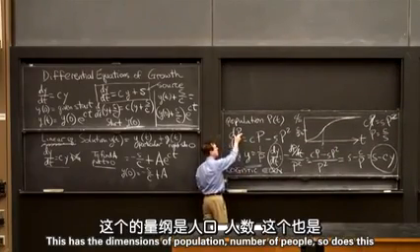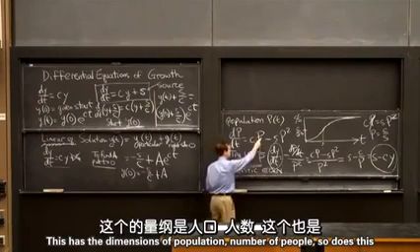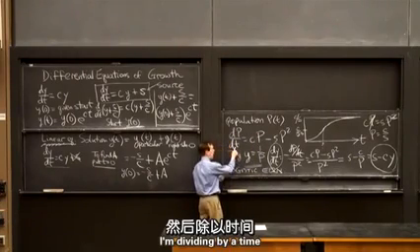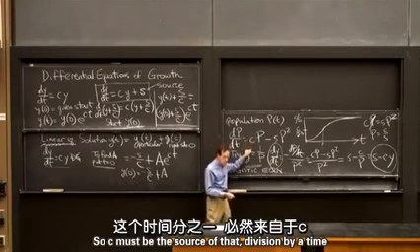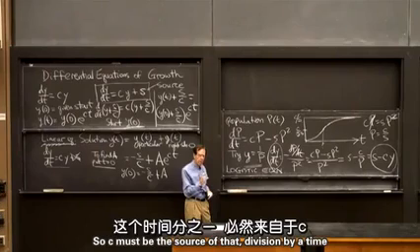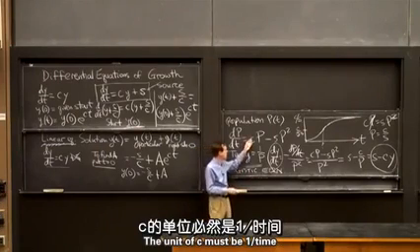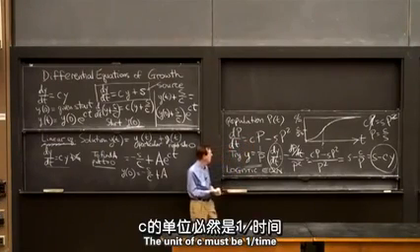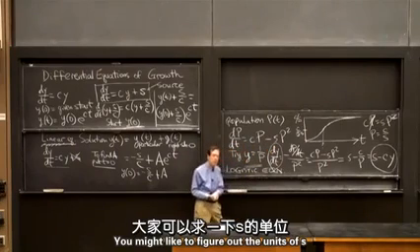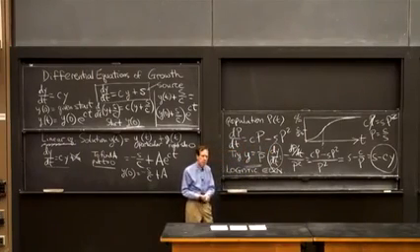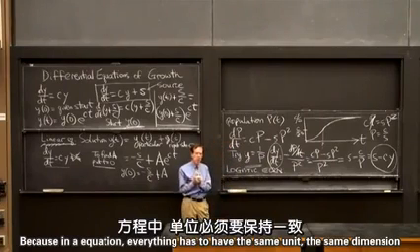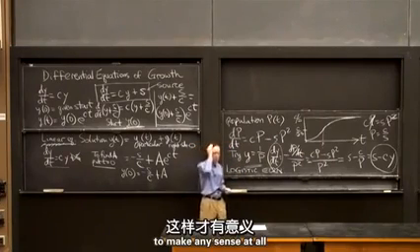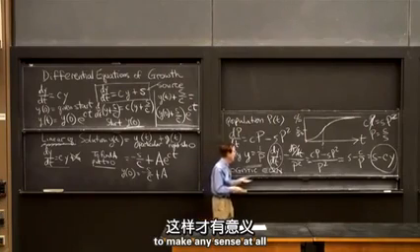This has the dimensions of population, number of people. So does this. I'm dividing by a time. So C must be the source of that division by a time. The units of C must be 1 over time. You might like to figure out the units of S. Because in an equation, everything has to have the same units, the same dimension, to make any sense at all.